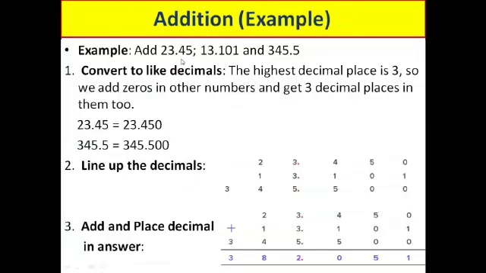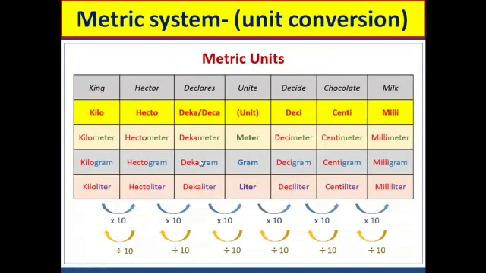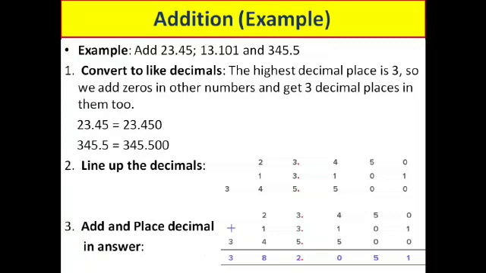Suppose I want to add 23.45, 13.101 and 345.5. So first I have converted them into like decimals here. Now line up the decimals. 23.450 and 13.101.